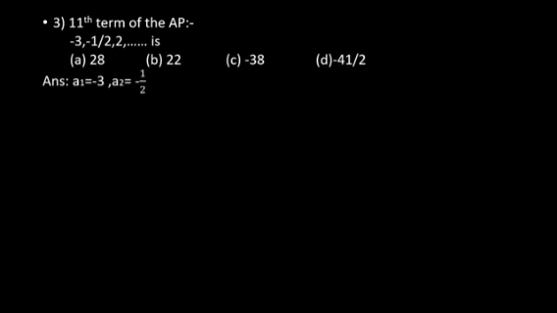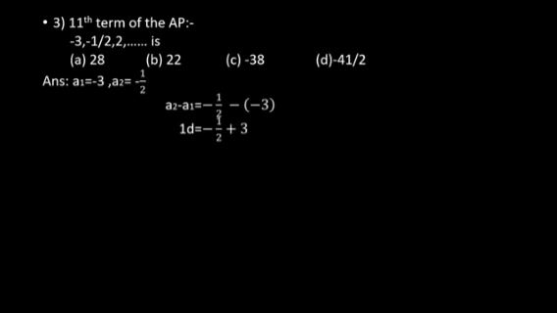A1 is equal to minus 3 and A2 is minus 1 by 2. Now we need to find the difference, which means we subtract the bigger term minus the smaller term. Bigger term we have A2, so d = A2 minus A1, that is minus 1 by 2 minus A1, where A1 is minus 3. We will write it down. So by difference we will get d is equal to minus 1 by 2 minus into minus, plus 3.